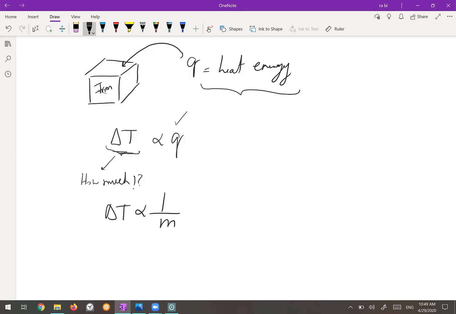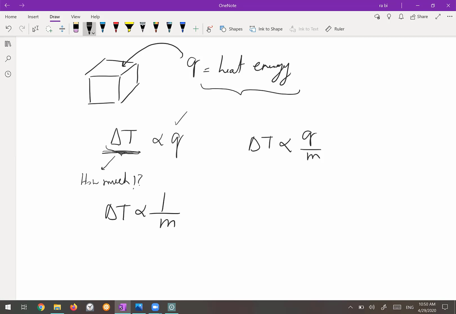So if the amount of heat you transfer to this iron block becomes more, the temperature of the iron block also increases more. If the mass of this iron block was smaller, the increase in its temperature would be bigger. It means the change in temperature is inversely related to the mass. So the change in temperature depends on the amount of heat, but inversely on the mass.